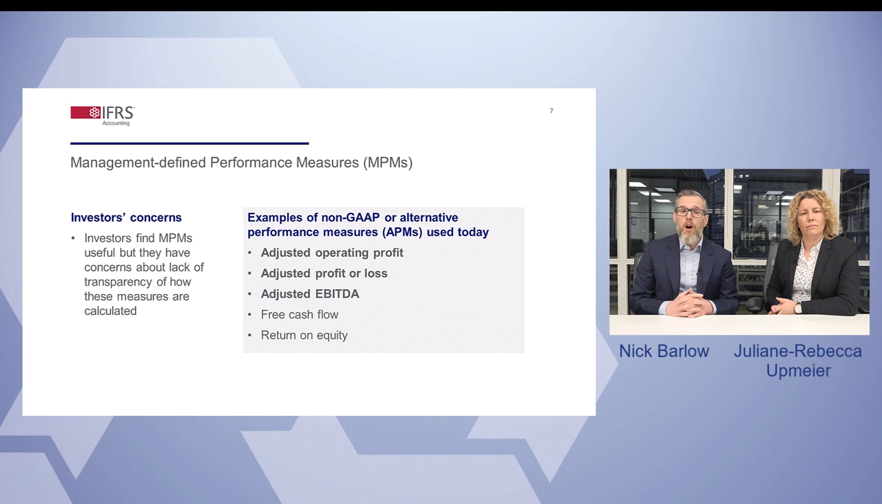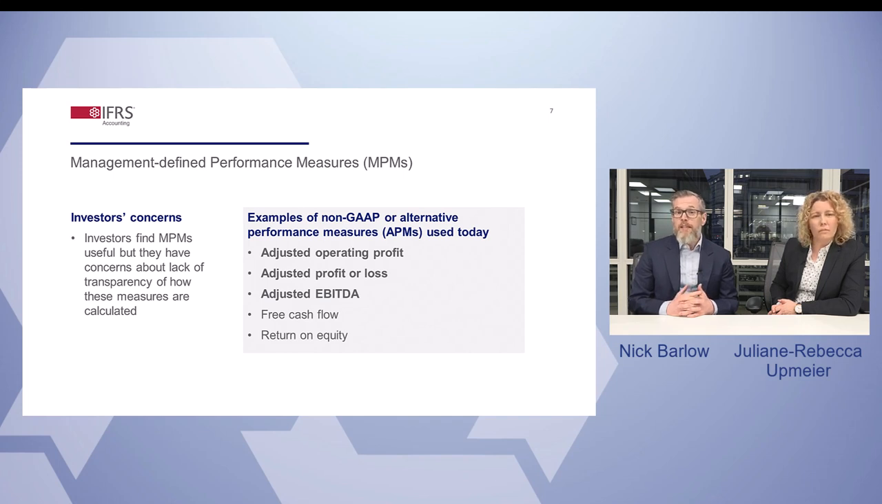Many companies use non-GAAP or alternative performance measures in their communications with capital markets. Users find information about those measures useful, but also find they are not always transparent and can be hard to find, and can sometimes change from period to period without explanation. To bring transparency and discipline in the use of these measures, IFRS 18 defines a subset of such measures referred to as management-defined performance measures, or MPMs, and requires their disclosures in the financial statements.